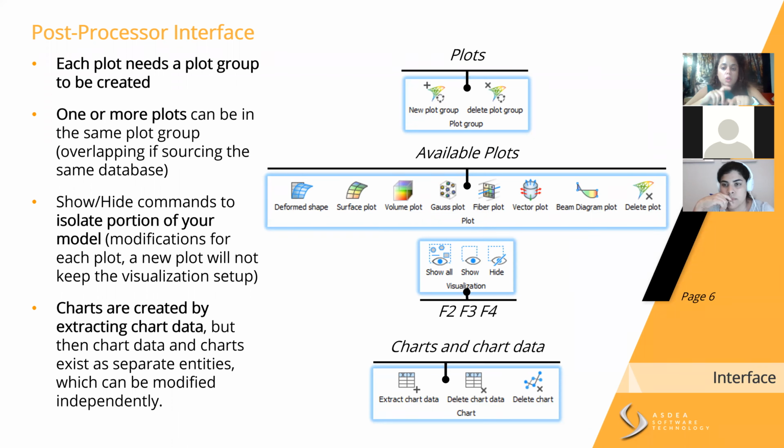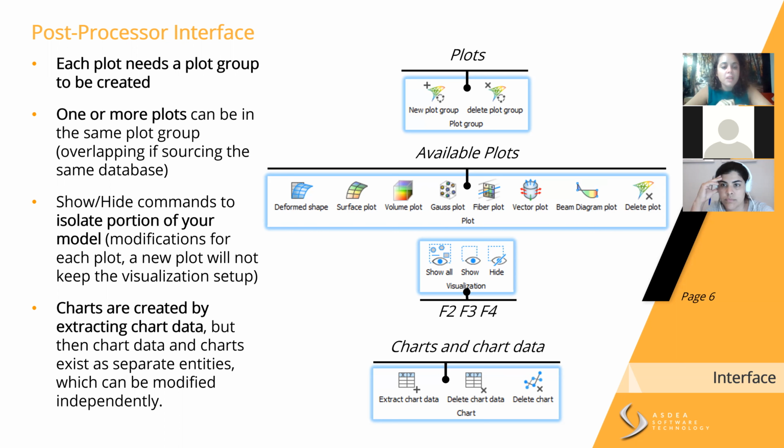Then you can also use the show, hide, and isolate, like show all, show, and hide, to isolate parts of your plot. Just so you know, whenever you do that, the scale of the results updates based on what you're visualizing. For example, if you have very small or localized stresses in your model and you hide those places where localized stress is seen, then the scale of the colors that you decided to apply to your results will be reframed on the scale of the now visualized results.